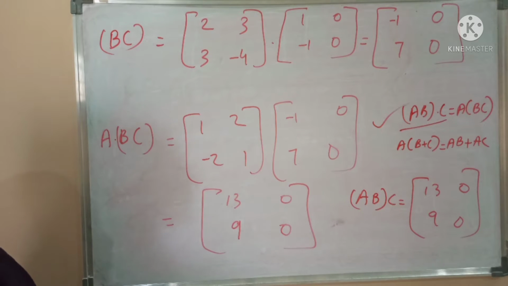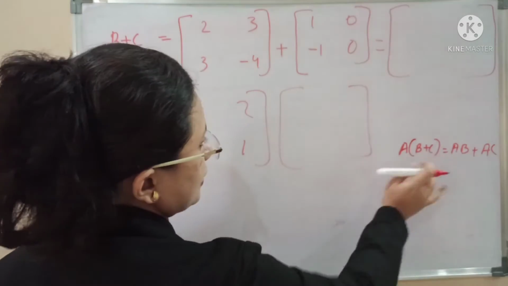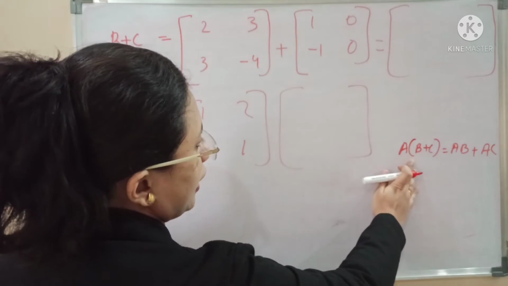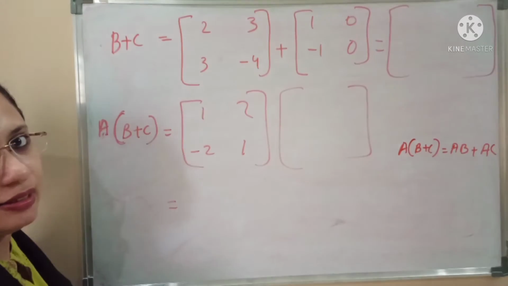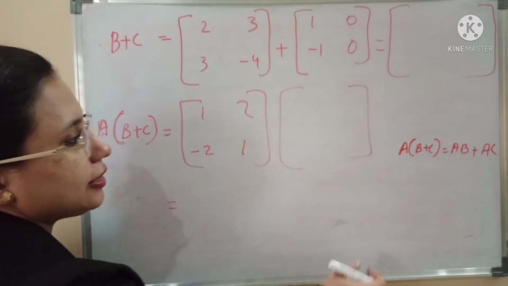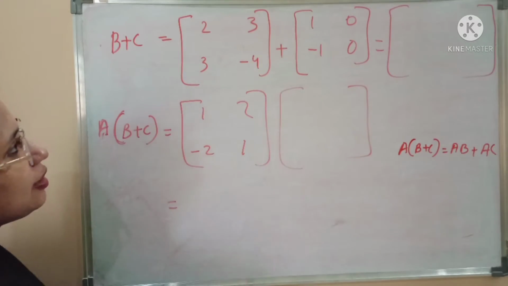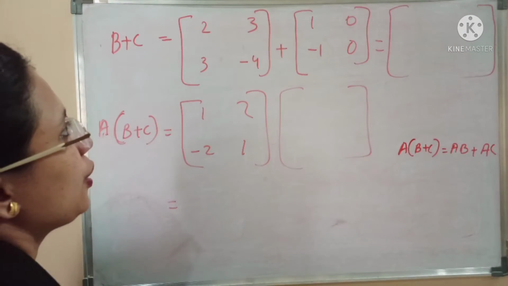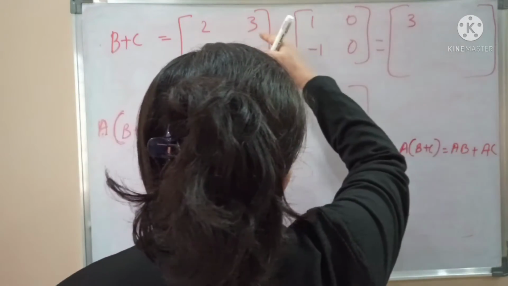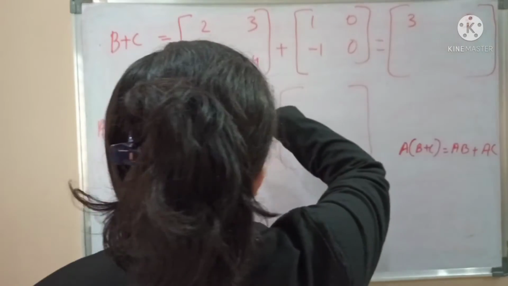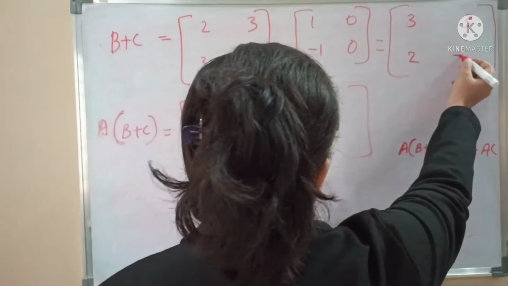Now we need to prove the second condition. Okay, so for proving this condition, first of all take the LHS part and here first find out B plus C. Okay, then only we can multiply this answer with A. So B plus C, our B matrix and C matrix is given in the question. So let's add them. So 2 plus 1, 3, 3 plus 0, 3, 3 plus minus 1, 2, minus 4 plus 0, minus 4.